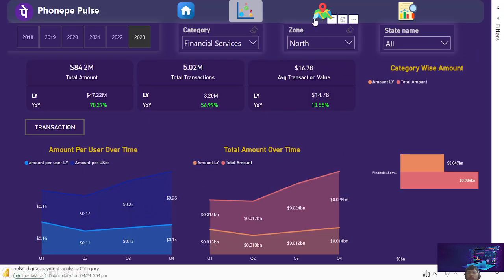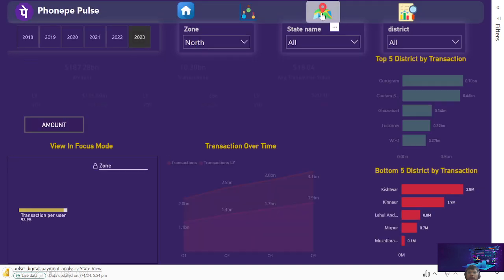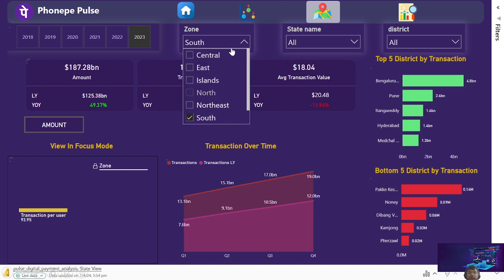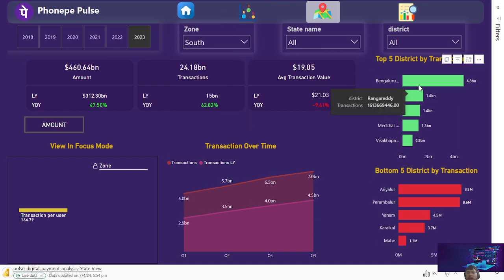So to answer this question, we will move to our state tab. For southern state, these are our top five districts. The first one is Bangalore Urban. Another one is Rangareddy. The third one is Hyderabad. The fourth one is Medchal-Malkajgiri. The fifth one is Visakhapatnam. These are the respective amounts.